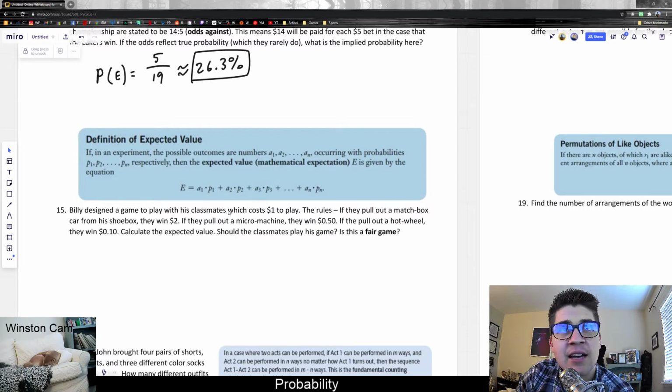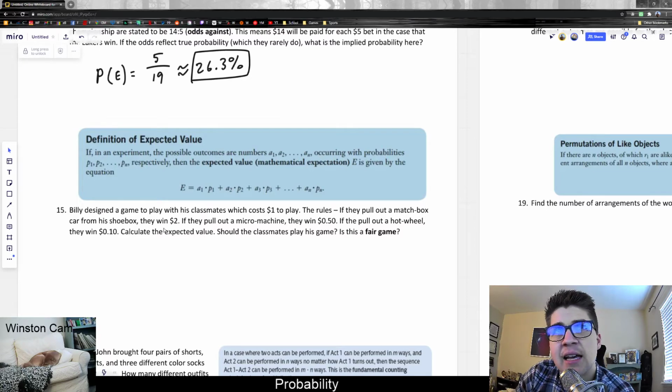He's going to say, okay, you can pull a car out of my shoebox, and depending on which car you pull, I'm going to give you money. If they pull out a Matchbox car, they're going to win $2. If they pull out a Micro Machine, they're going to win 50 cents, or 2 quarters. And if they pull out a Hot Wheel, they're going to win 10 cents. So Billy has come up with this game where he'll pay them out based on what they pull, and people might be drawn into this at the chance of winning money.